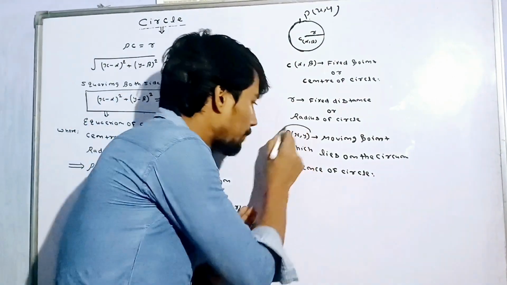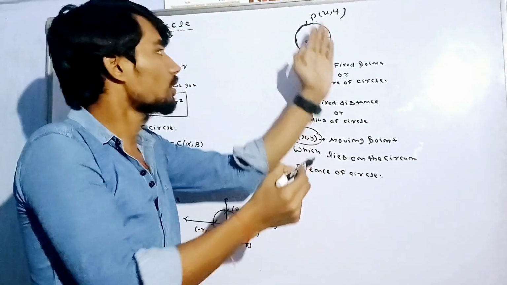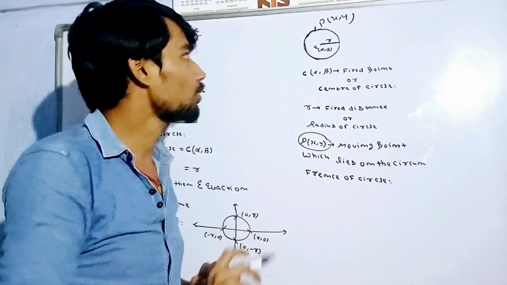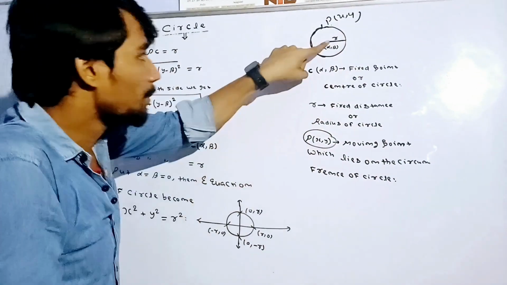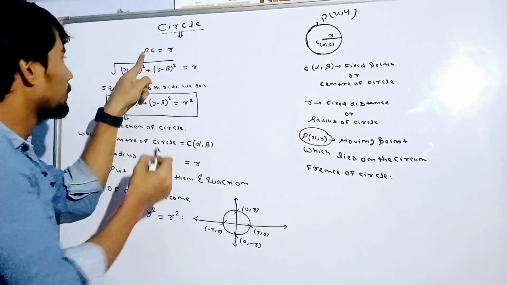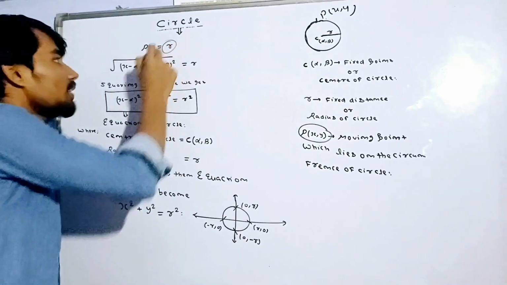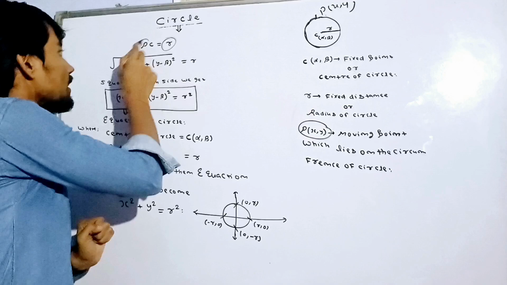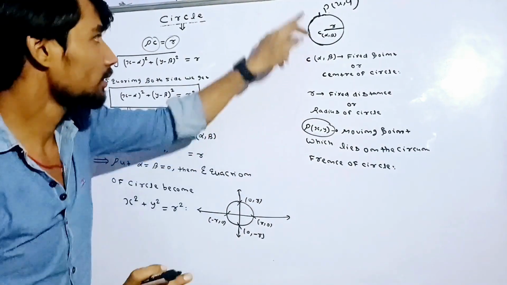Let me assume P(x, y) be a moving point on the circumference of the circle. We know that its distance from the fixed point is constant, that is PC is equal to r, where r is the radius of the circle. PC is the distance between two points, P and C.